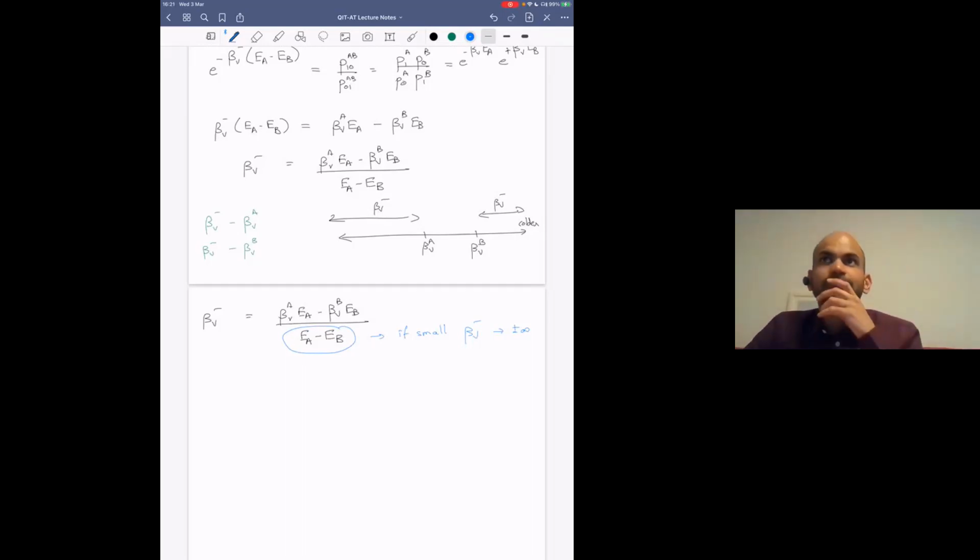Question regarding if beta V minus becomes negative. Yes. Is that just because we, or can this be fixed by simply swapping EA and EB so that the temperature again becomes a positive value? No, that's a very good question.